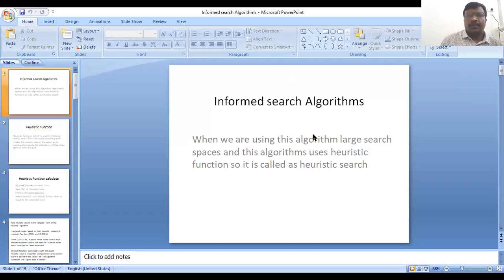Good afternoon. Now we are discussing the informed search algorithm in artificial intelligence. When we are using the informed search algorithm, we have a large search space, and this algorithm uses a heuristic function, so it is called heuristic search. That means the informed search algorithm in artificial intelligence uses the heuristic function, and so it is called heuristic search.